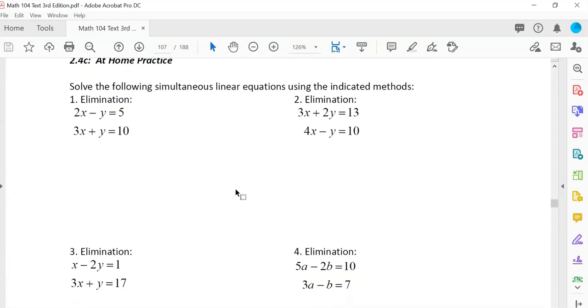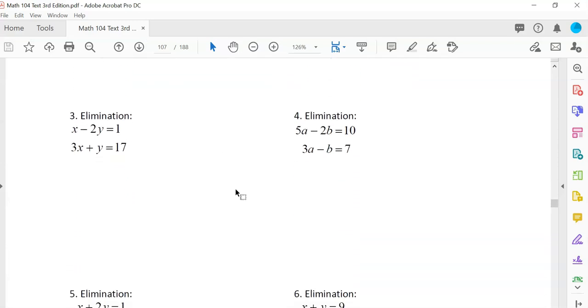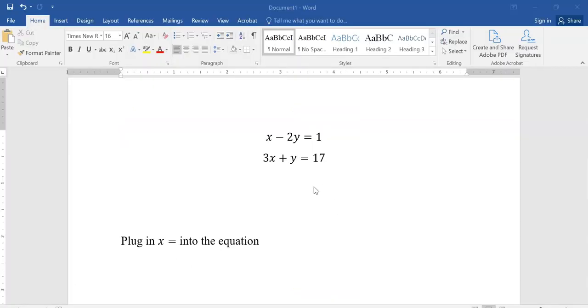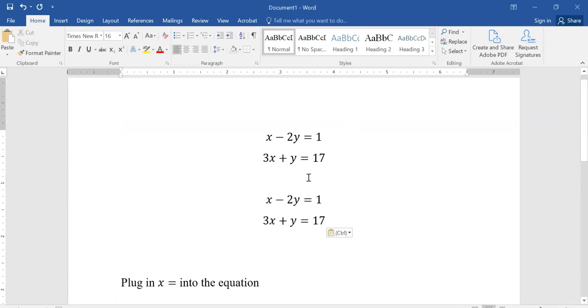All right, so that is how you do that second problem. Now, we can also do this third problem as well. We have x minus 2y equals 1, and 3x plus y equals 17. So let's go ahead and do that. All right, so here are our two equations. Let's go ahead and copy those down. So I want opposite coefficients. Now it doesn't matter which variable we eliminate.